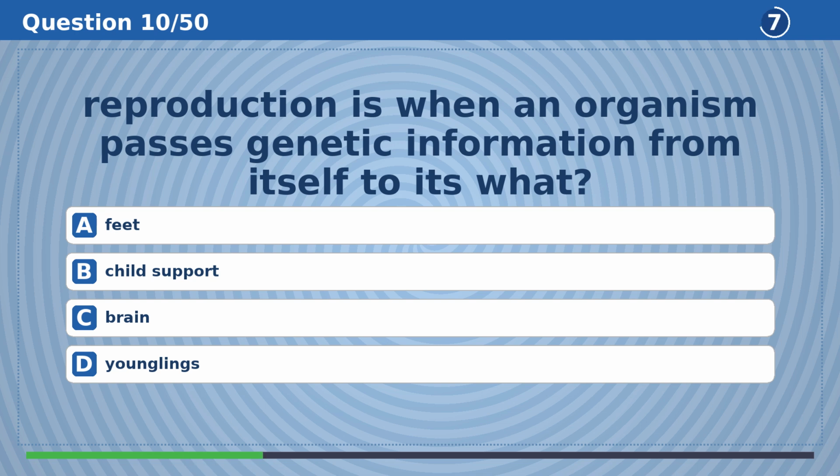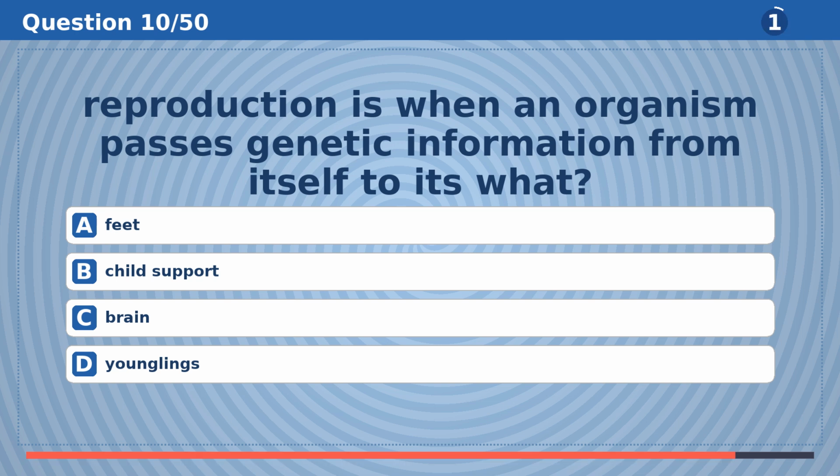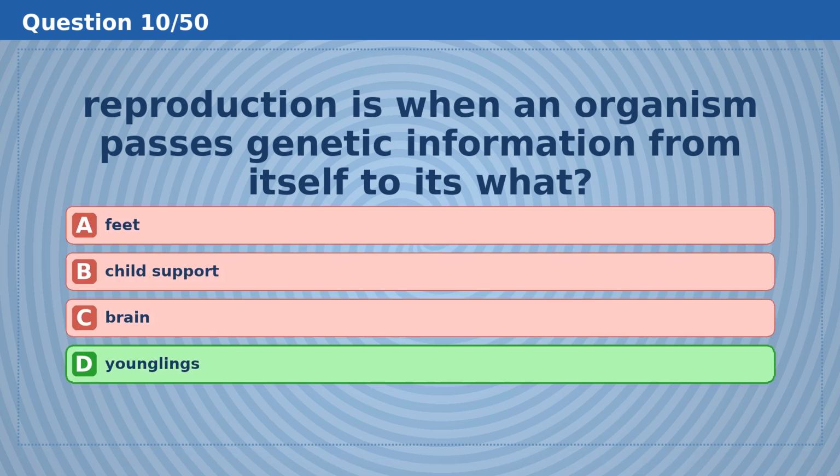Reproduction is when an organism passes genetic information from itself to its what? The answer is D, younglings.